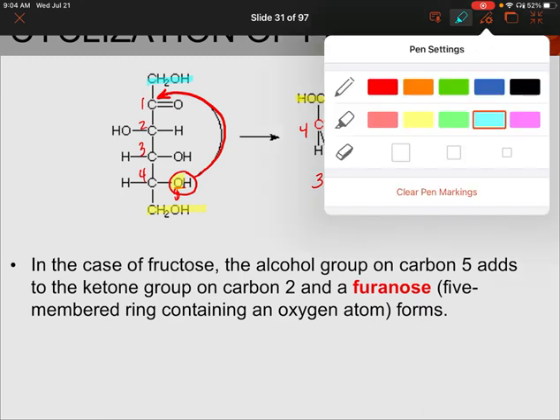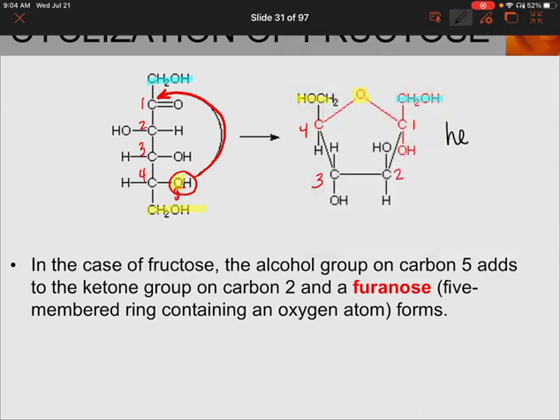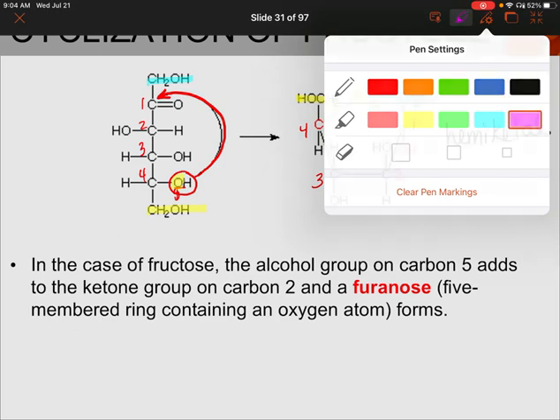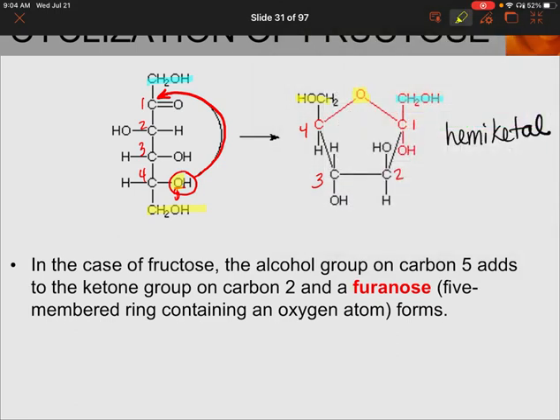So this is actually a hemiketal instead of a hemiacetal. Okay, now the ring that forms in this case is called furanose. So it's a 5-membered ring containing an oxygen atom.